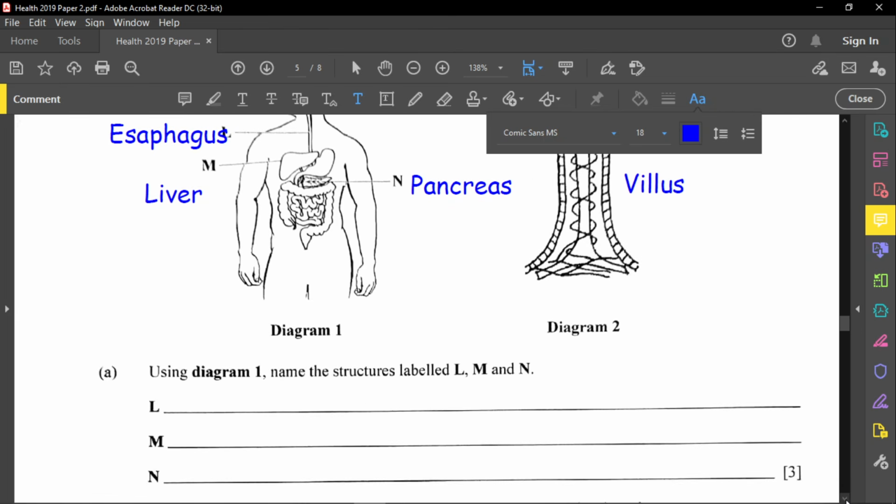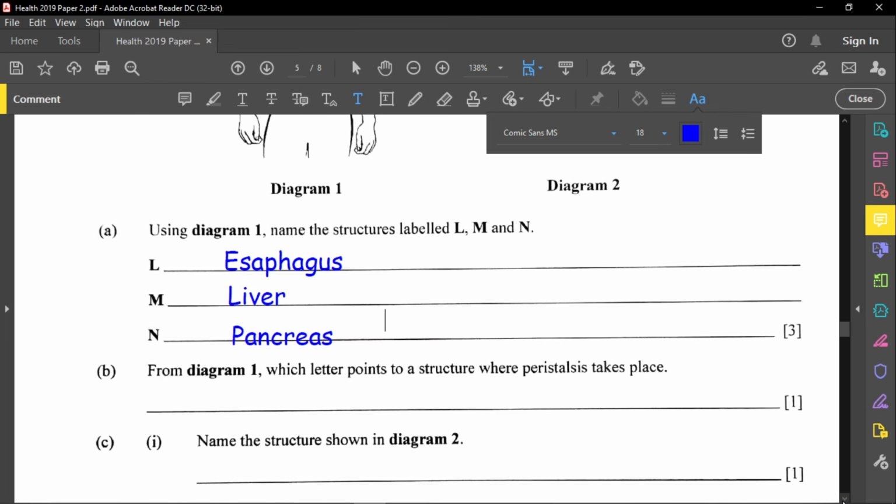And let's go to the question. Using diagram 1, name the structures labeled L, M, and N. And so L is the esophagus as we labeled. And then we have M right here, which is the liver. And then we have N, which is the pancreas. All right, so great. So those are the 3 structures right there. Let's go to the next part of the question, part B.